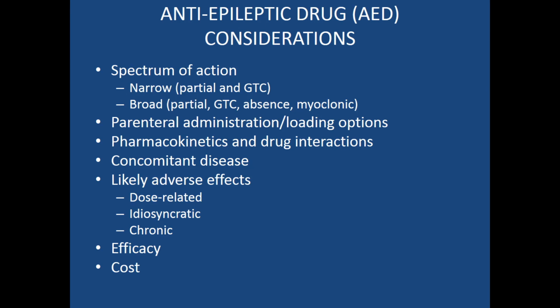With the drug choices, there are many, and we try to determine which one may be the best for this particular patient. So we are aware of their spectrum of actions and also how to load these patients, and the pharmacokinetics of all of these drugs. So it does matter what concomitant diseases they have, and we have to take into account the efficacy, side effect profile, and cost.